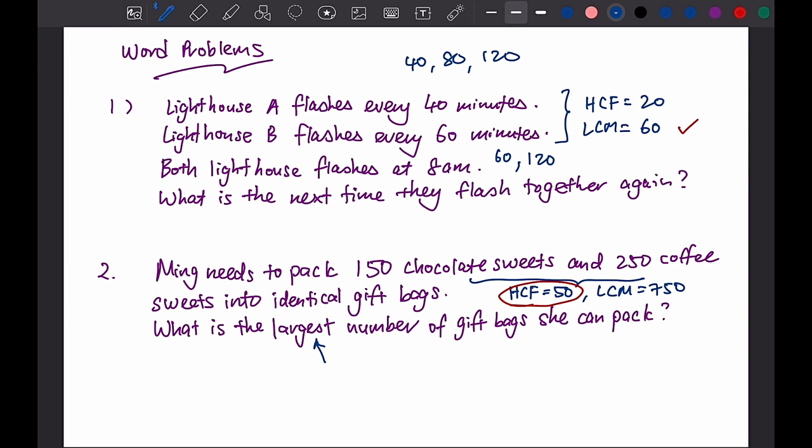Alright, in question 1, what's the next time they flash together? So there is that idea as well of the repetitiveness of it, the repetition. So they flash a few times, and then they flash together. So there is that concept of repetition. Another type of question could be, for example, two people running around the track, that kind of thing. So there is that repetition. So therefore you look at LCM for question 1, and for question 2 you look at HCF.